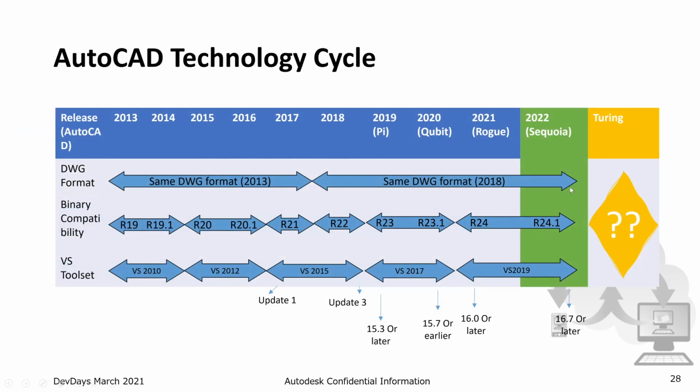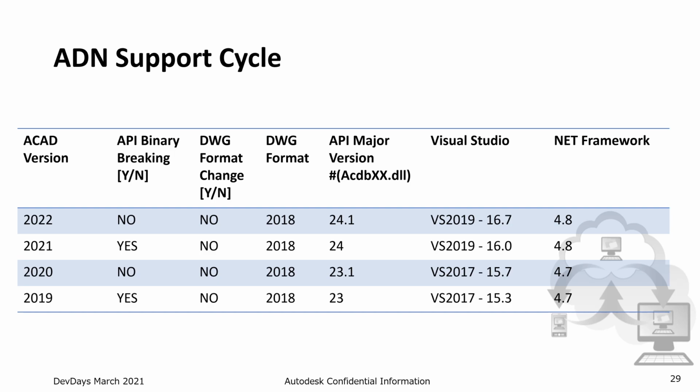The next release of AutoCAD is coming, and we do not have more information on whether we'll be breaking the drawing format or whether it will be a breaking binary release, and it will be too early for us to comment on that. This is the ADN support cycle which I present every year. The current support cycle is 2020, 21, 22, and the previous three releases 2019, 20, and 21. The same framework we are using, Visual Studio 16.7, and major version no change, minor version is changed to 1. Make sure you replace this in your package bundles, registry keys, etc.